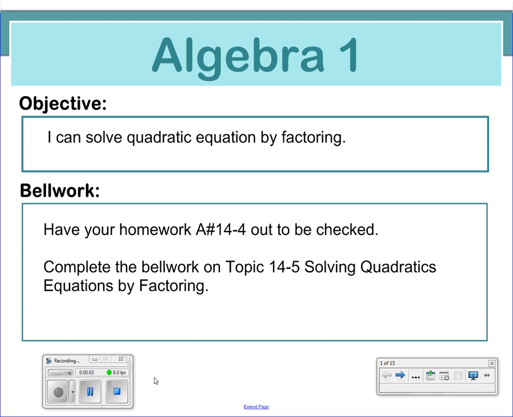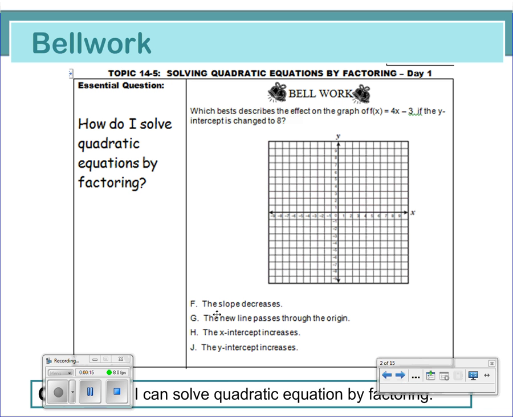This is a video of topic 14-5, solving quadratic equations by factoring. You should complete the bell work at the top of the topic 14-5. Our essential question is, how do I solve quadratic equations by factoring? Before we start with that, let's review some problems in our bell work.